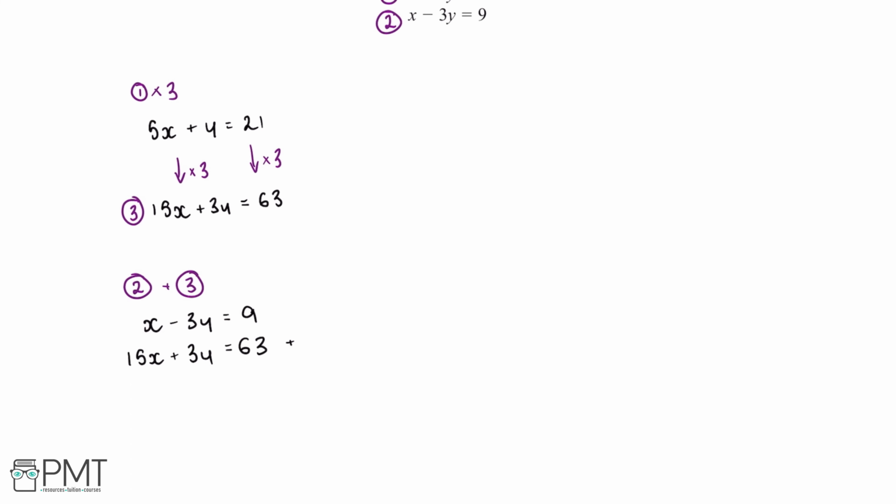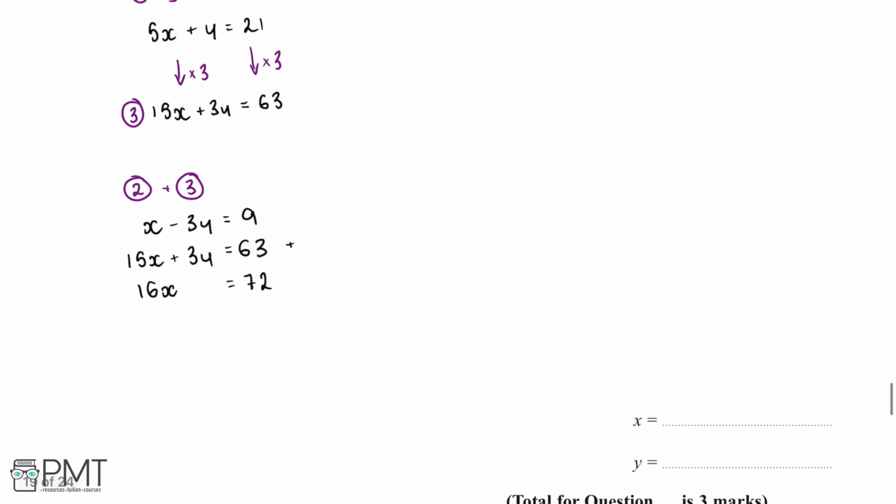So x add 15x will give us 16x. Negative 3y add 3y will give us 0. And then 63 add 9 gives us 72. So this therefore tells us that 16x is equal to 72.